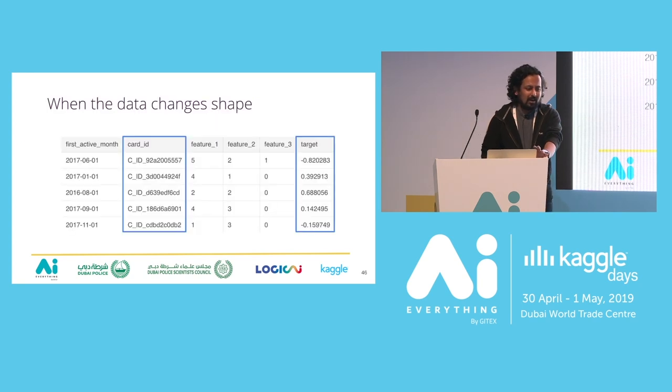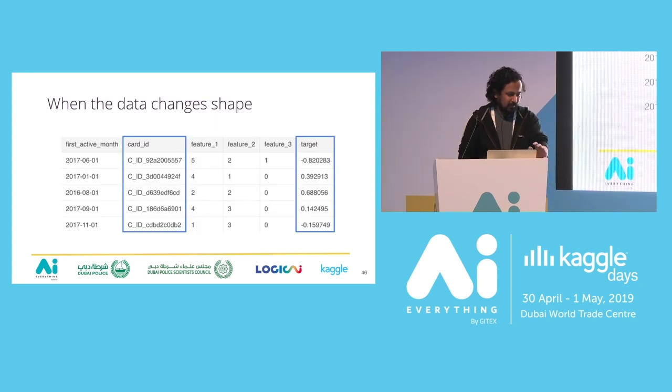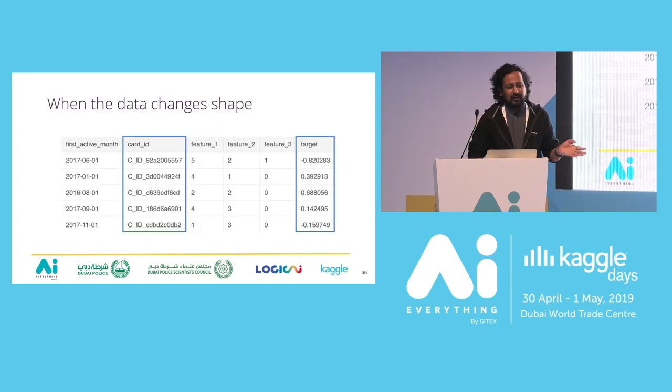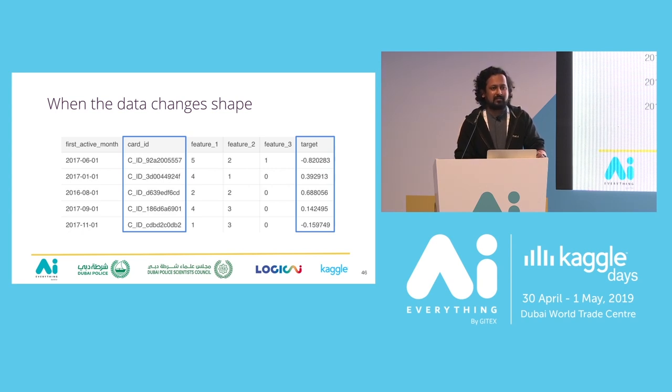But how do we handle data when it changes shape? Right now, this looks pretty easy. You have the card ID. This is also from a very recent Kaggle competition. And you have different features, and this looks like a date column, probably a date column, and you have the target.